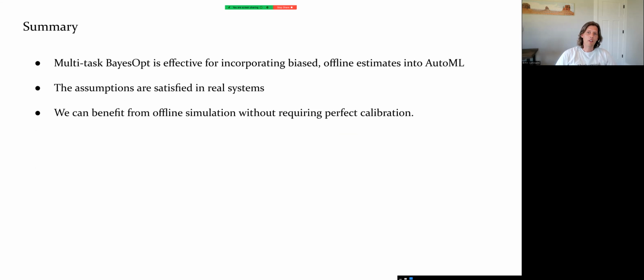In summary, the results in the paper show that multitask BayesOpt can be a highly effective approach for incorporating biased offline estimates into AutoML of real-world ranking systems. We show that the conditions in which multitask models perform well actually exist in the real world. And the important result is that we can get great benefit from offline simulations without requiring perfect calibration.